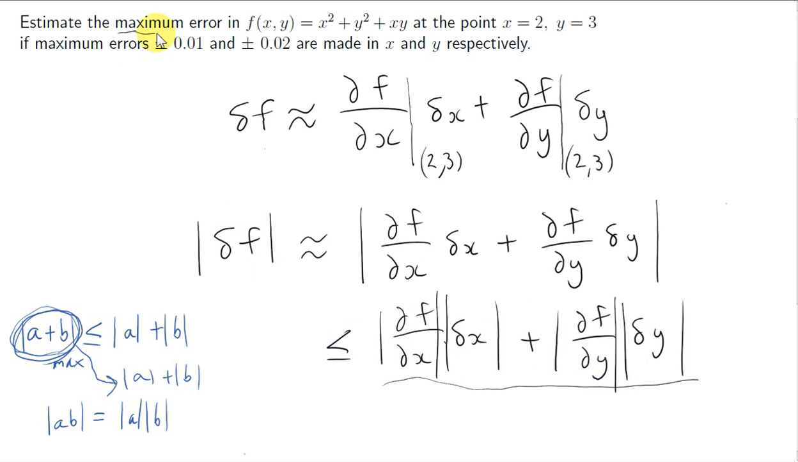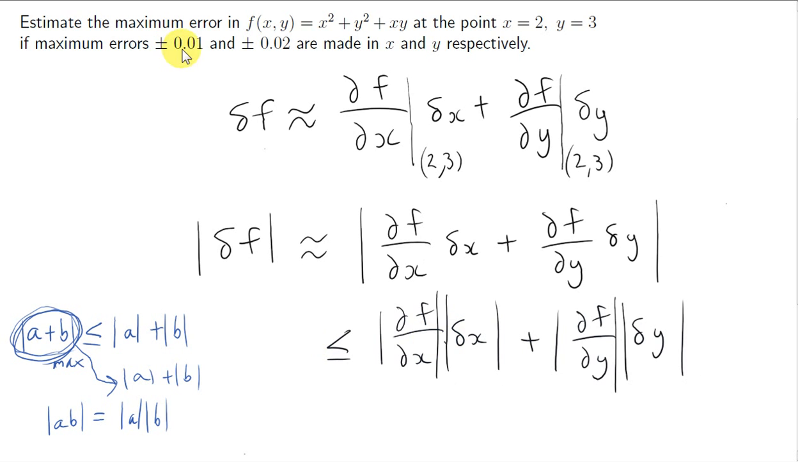So when it says the maximum error here, we're talking about the magnitude of the maximum error. So we're going to get some positive quantity for this, and that's okay. Of course, delta f could be negative. We could talk about the minimum value of delta f or the maximum negative value, if you like, but we'll just take magnitudes.